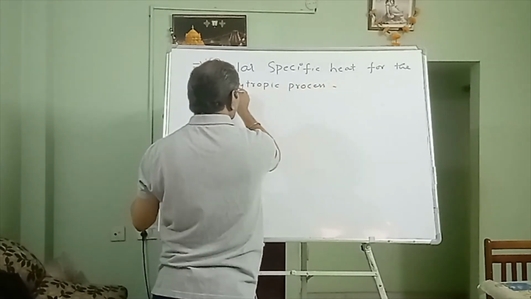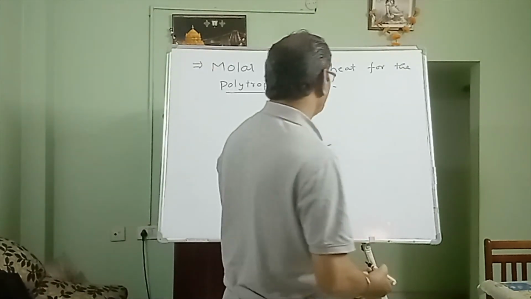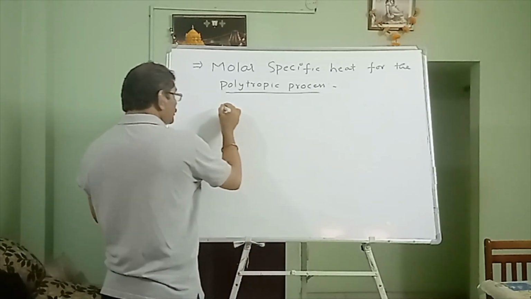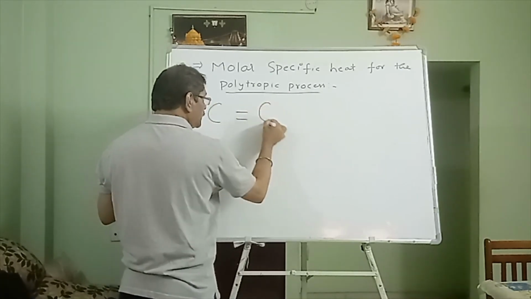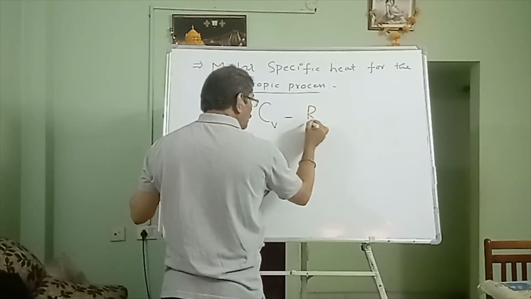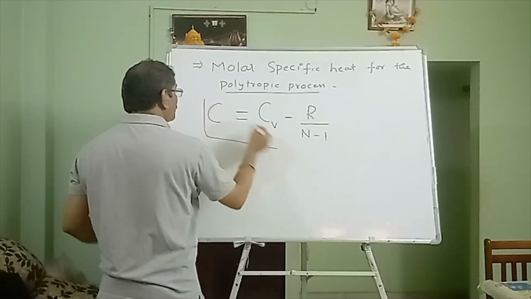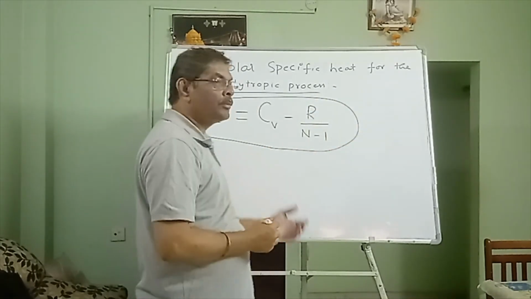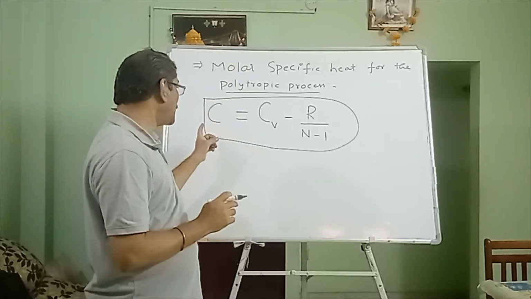So remember this very important formula. What will be the molar specific heat for the polytropic process? That will be given by the formula: capital C will be numerically equal to capital CV minus R, divided by N minus 1. Directly remember this formula for the molar specific heat for the polytropic process.